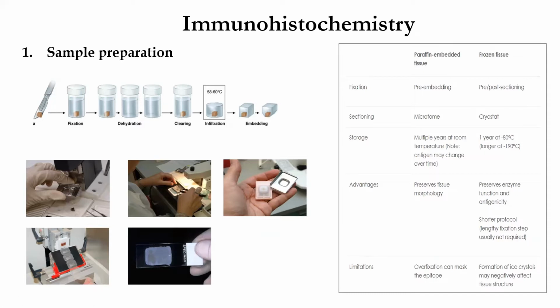So you get a tissue sample. It can be any tissue sample, from an animal or a patient. It can be lung, a small part of tissue, which can be fixed in a small block. This tissue is first fixed in 10% buffered formalin.